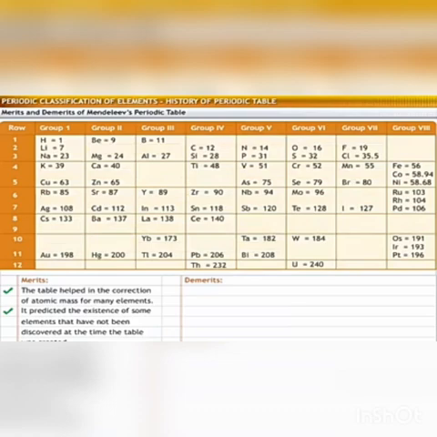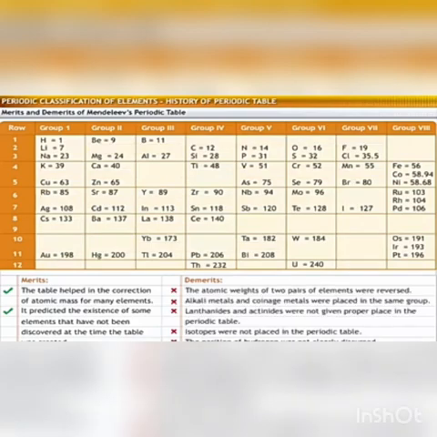However, it did not achieve complete success because of some demerits. The table had some inaccuracies. For example, the table reversed the atomic weights of 2 pairs of elements. A. Iodine, with atomic weight 127, came after tellurium, with atomic weight 128. B. Nickel, with atomic weight 58.68, came after cobalt, whose atomic weight is 58.94.